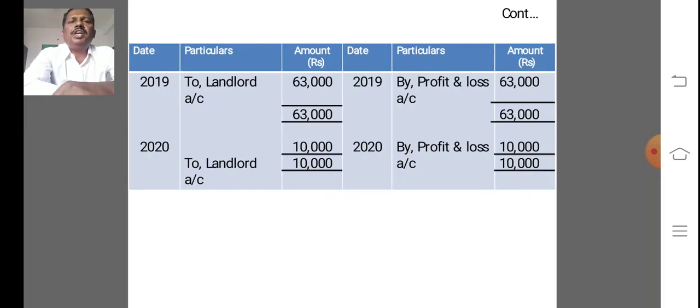In 2019, to landlord account 63,000, by profit and loss account 63,000. In 2020, to landlord account 10,000, by profit and loss account 10,000.